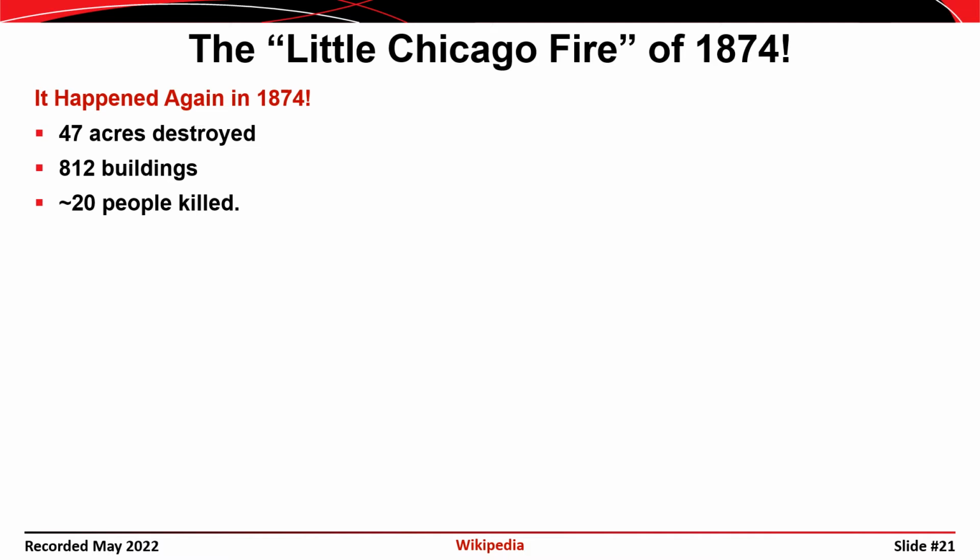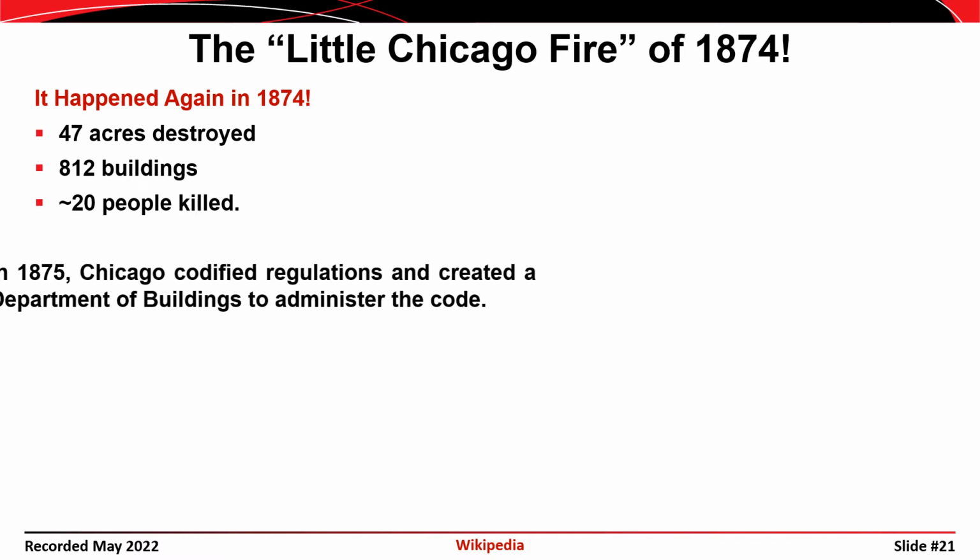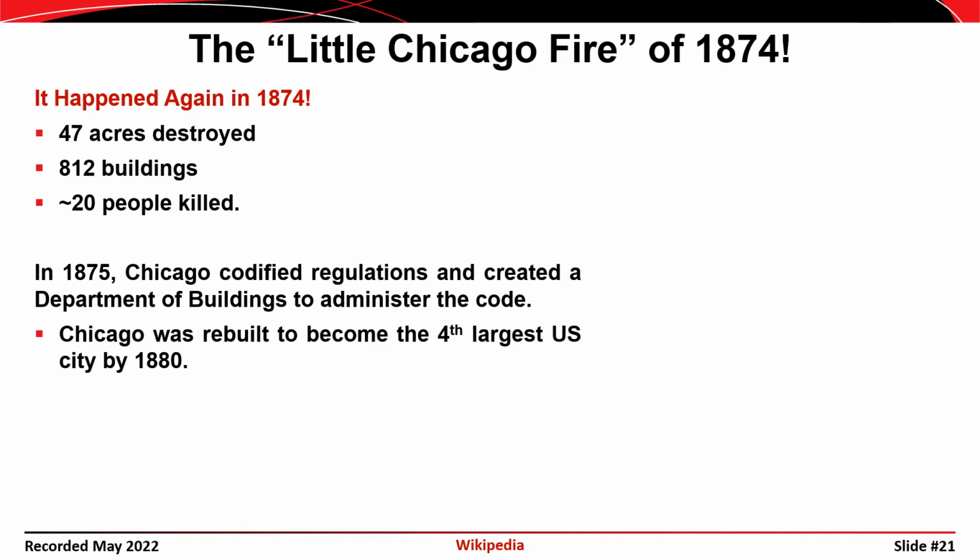Okay. If it wasn't bad enough that it happened in 1871, it happened again in 1874. They call it the Little Chicago Fire. In this case, only 47 acres of property were destroyed, only 812 buildings were burned, and only 20 people were killed, thus making it the Little Chicago Fire. That would be a devastating event by itself, but compared to the fire in 1871, it really wasn't as large. As a result of these, in 1875, Chicago codified the regulations corresponding to buildings and created a Department of Buildings to administer that code.